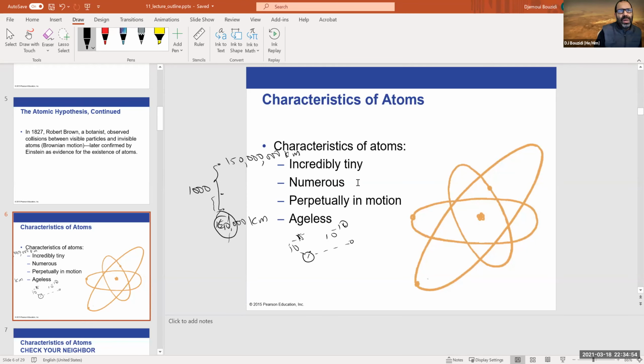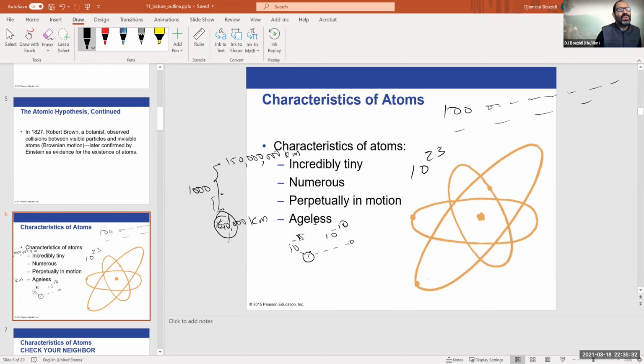So numerous, of course, you have a huge number of them. If you take a mole, for example, of a gas, you need to have about 10 to the power 23, that is 1 followed by 23 zeros. I don't even know how to say that number, okay? Of them in 1 mole. So it's really a huge number, okay? And they need to be in perpetual motion. They can never stop, okay? They can never stop. So even at lower temperatures, the atom is still moving. Even at 0 Kelvin, the atom is still moving. So they can never stop, okay?